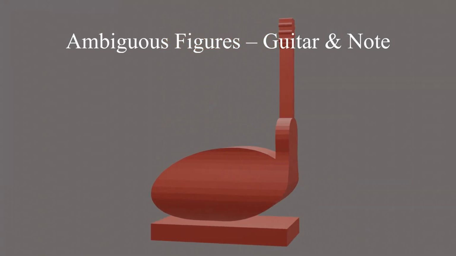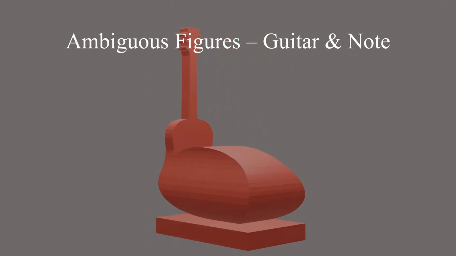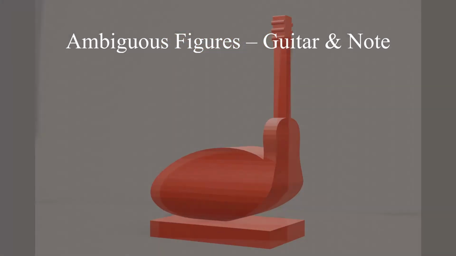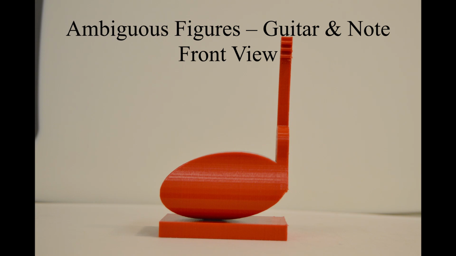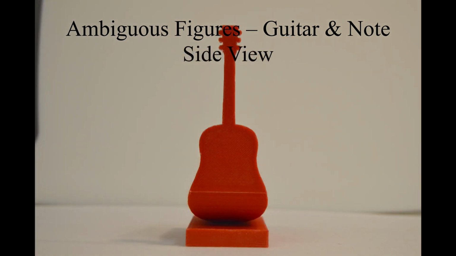In this video, I'm going to show you how you can make these ambiguous figures in Blender. Now, an ambiguous figure is a figure that when you look at it from the front to back, you see one image, and when you look from the left to right, you see another image. Now, these are extremely easy to make.